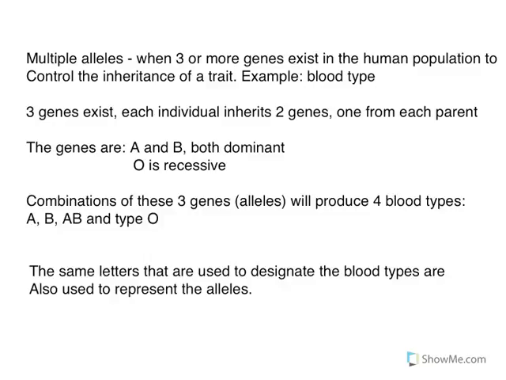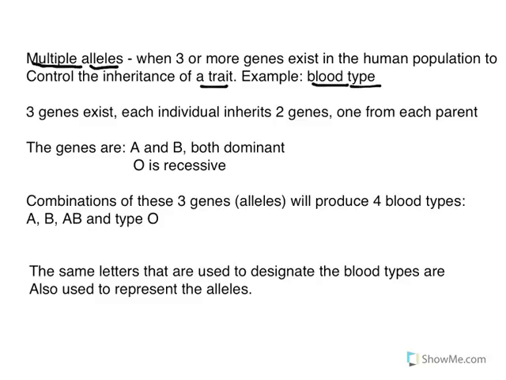This tutorial will be on multiple alleles. Now, what does this word mean? This happens when there are 3 or more genes in the population to control the inheritance of one trait. The example that we are going to be looking at is blood types.